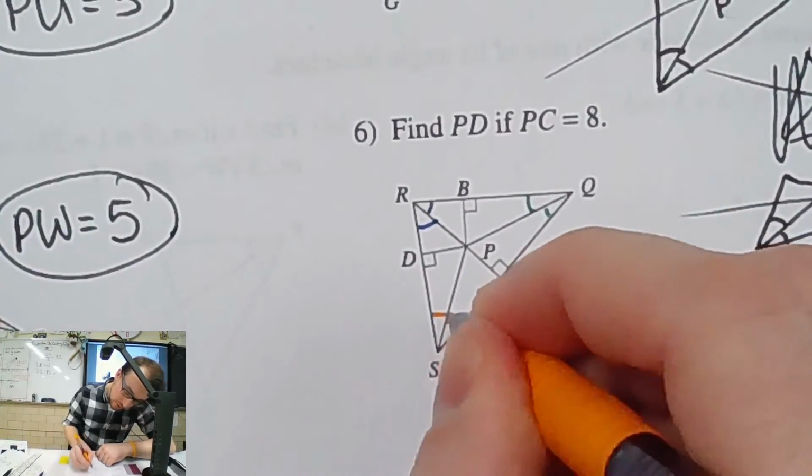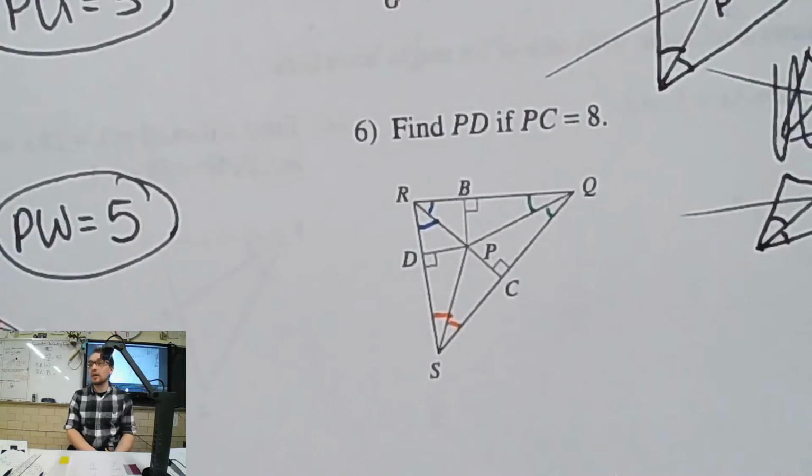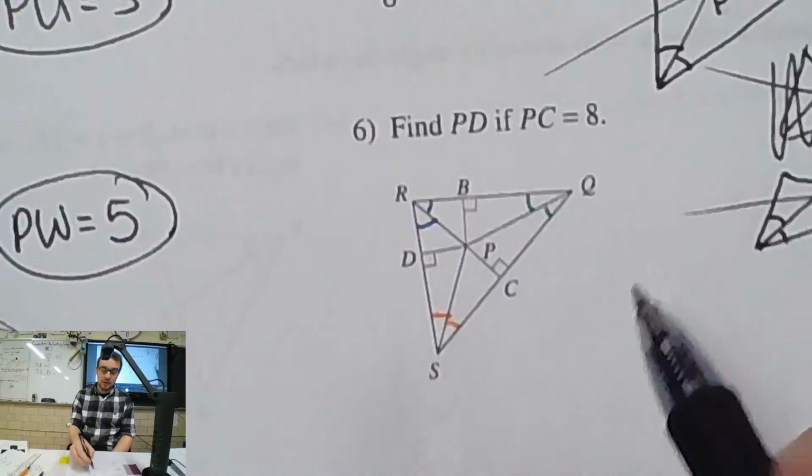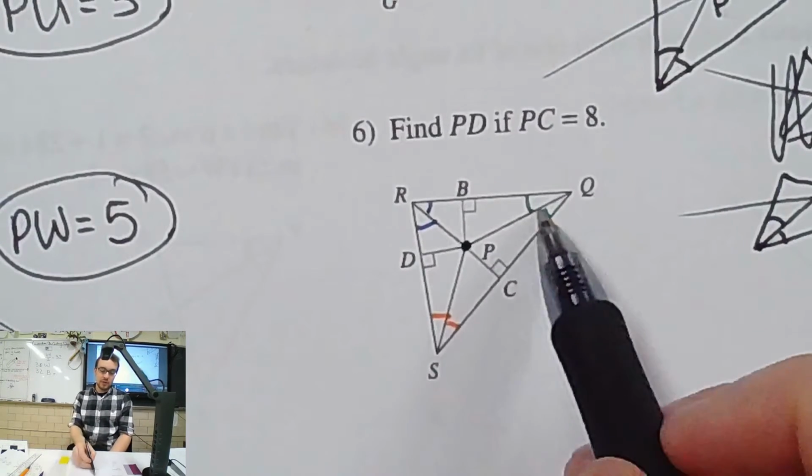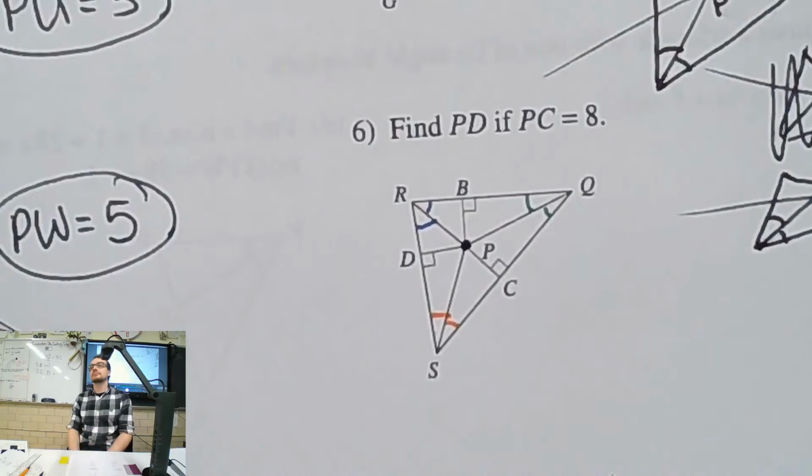So again, they told us in the instructions that all those lines are angle bisectors. And so those are angle bisectors. What does P have to be? If all those are angle bisectors, what does P have to be? 8. 4. I like your enthusiasm. I'm not asking about the answer.